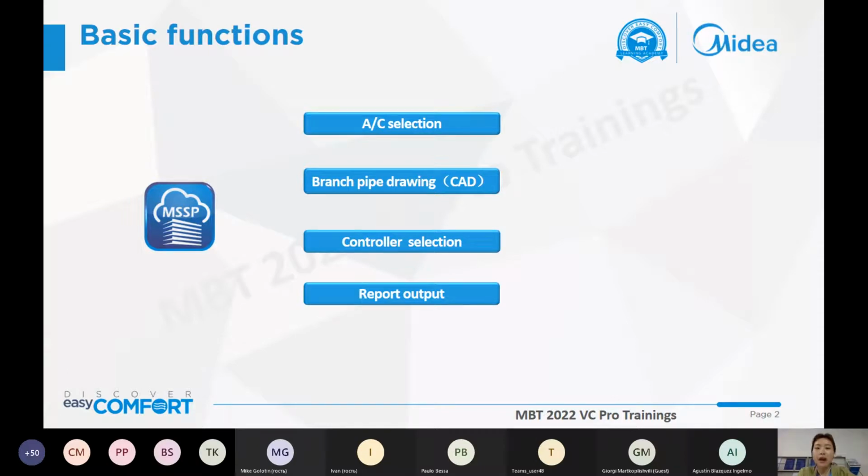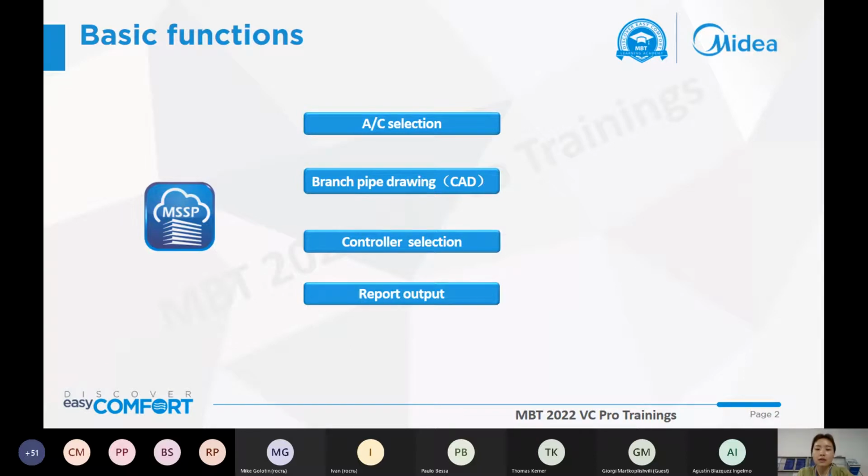First, we have the air conditioner selection function, which is the most important part of the selection procedure. And second, we have the branch pipe join method to do the selection. We also call it AutoCAD mode. It means our selection software can do the CAD selection without installing the AutoCAD software, so that is more convenient for the customer as well as the engineer to do the joins on CAD.